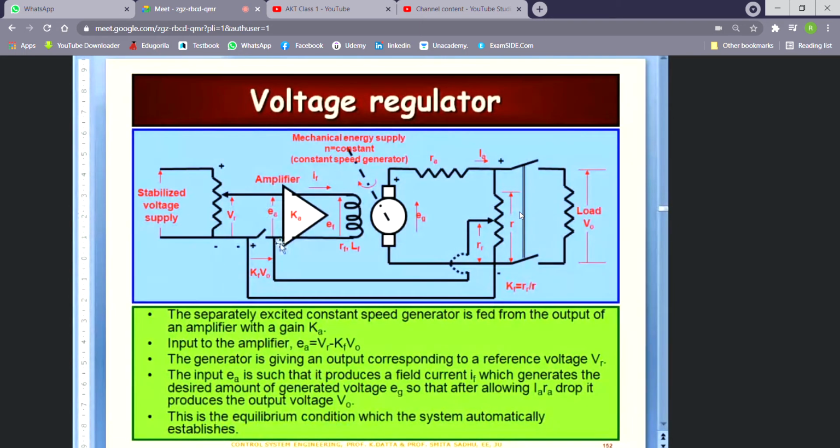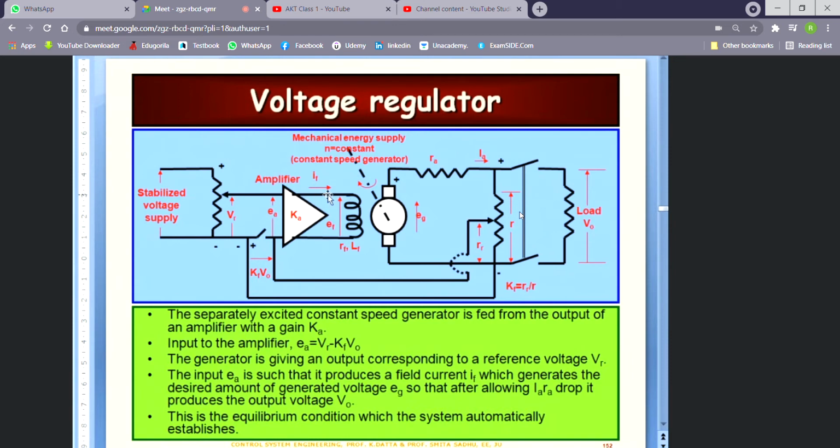And if this path, that is the feedback path, is not present, obviously EA should have been equal to the reference voltage, that is VR, right? So this is the amplifier unit, and the gain of the amplifier, as I mentioned, is Ka. Now the output voltage of the amplifier is being applied to a constant speed generator, to excite the field of a constant speed generator, right?